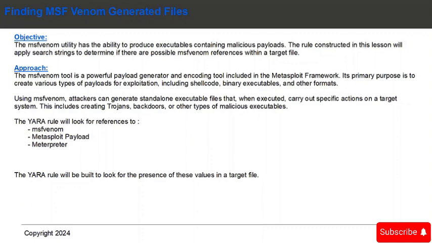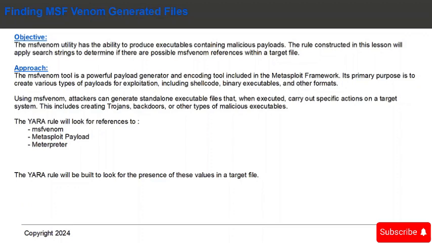And there are several strings that are embedded within a Venom-generated file. These are strings that, once they're modified, we can pick up on and use as a hook and a way of identifying whether a particular file was generated with Venom. It would be a reference to MSF Venom, Metasploit payload, and interpreter.